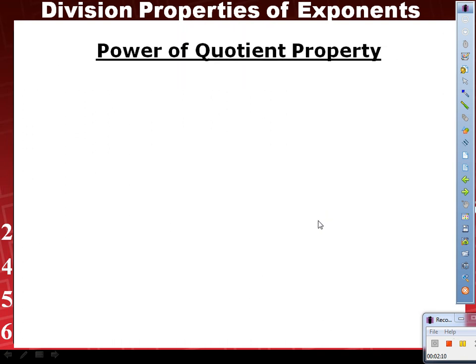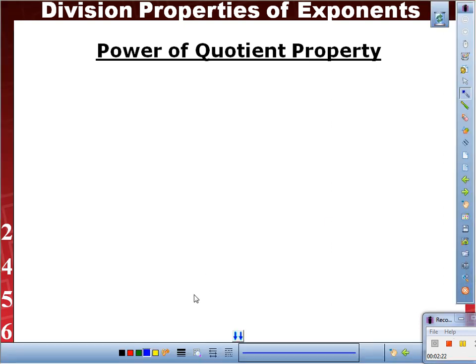So that brings us to this one. Copy that. Power of quotients property. You can copy that in your FAIR model, you have space. Power of quotients property. Example Q.